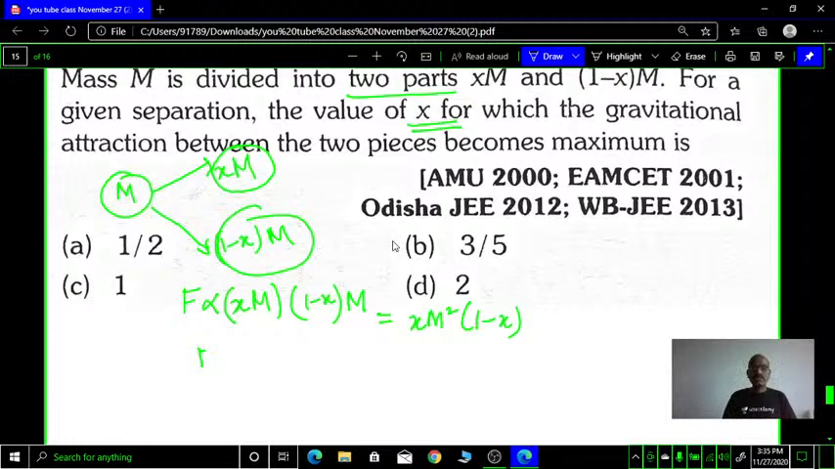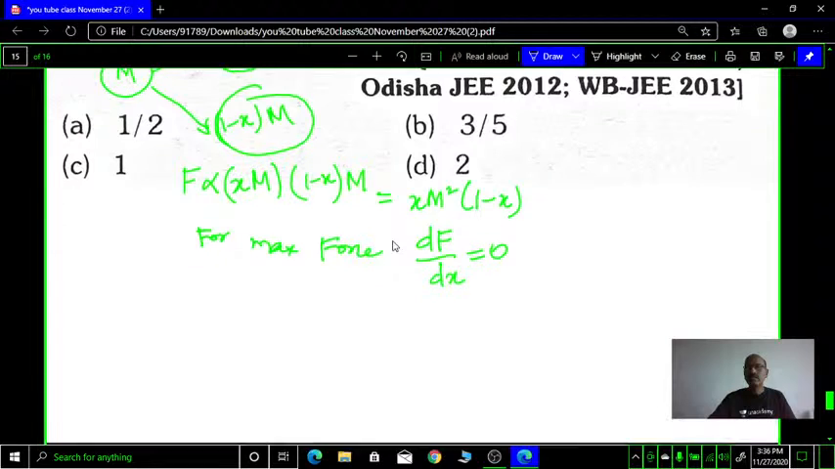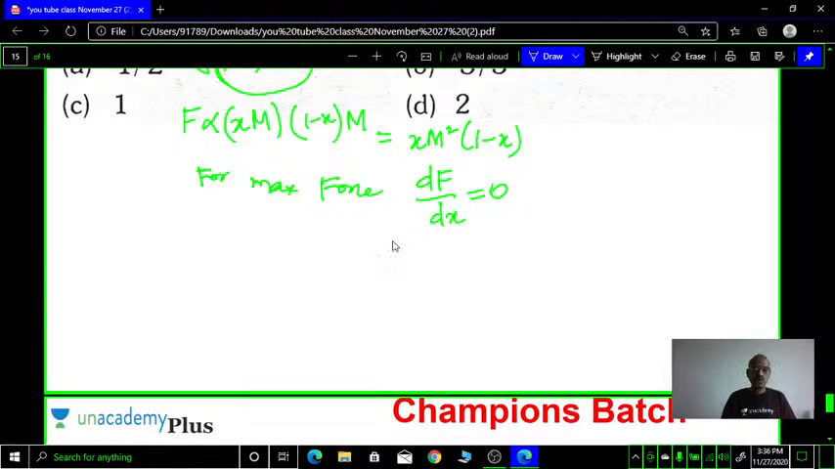Now maximum force is the question. So for the maximum force, to find the value of x for which gravitational attraction between the two pieces becomes maximum, the condition is df by dx should be equal to 0. That's only this you need to understand. For maximum force, df by dx should be equal to 0. What is df by dx already given here? That is equal to d by dx.